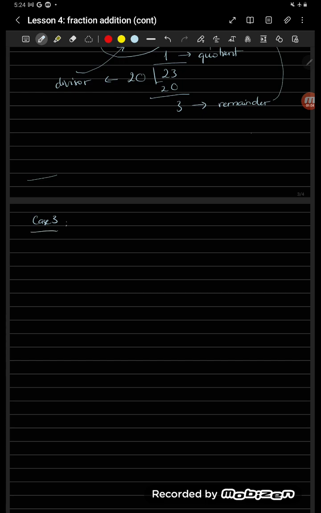Case 3: all fractions have different denominators, and none of them is a multiple of all the others. So it means it's not case 1, it's not case 2.